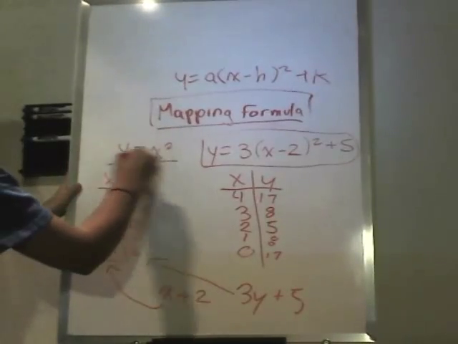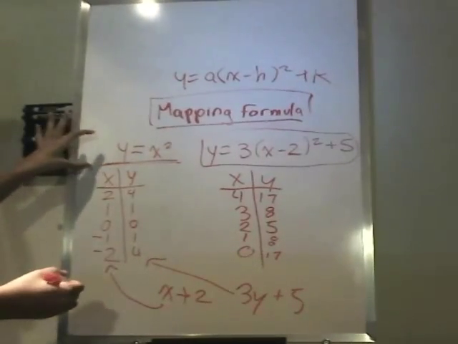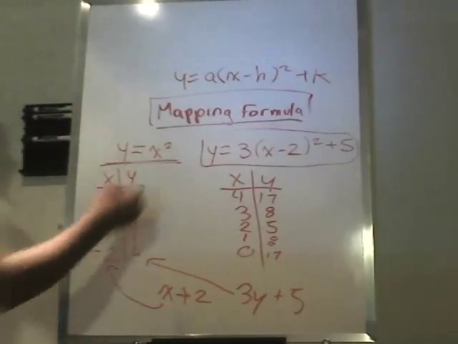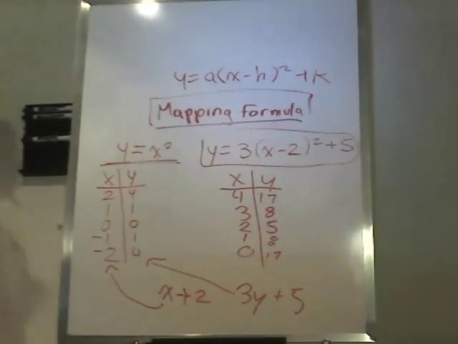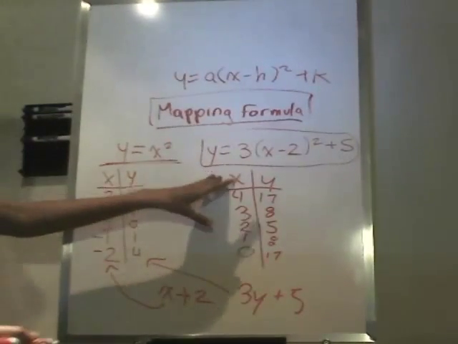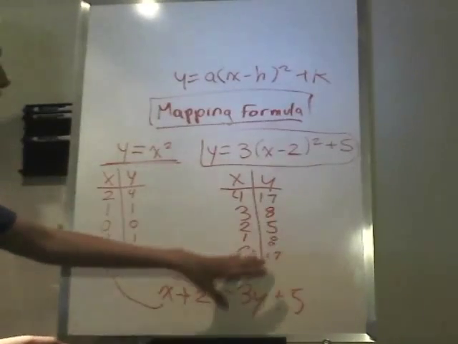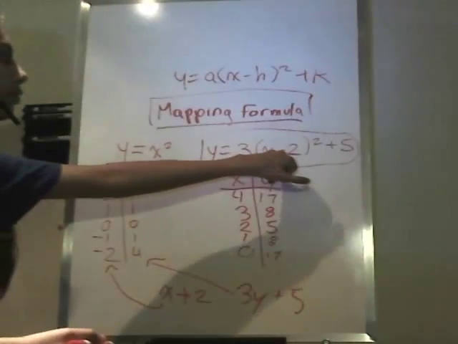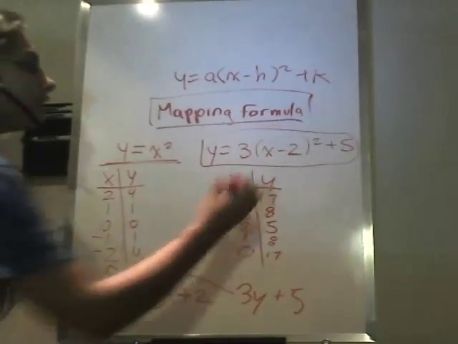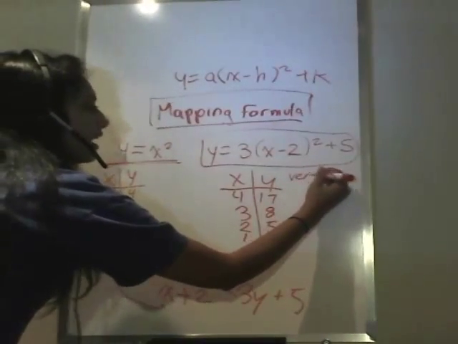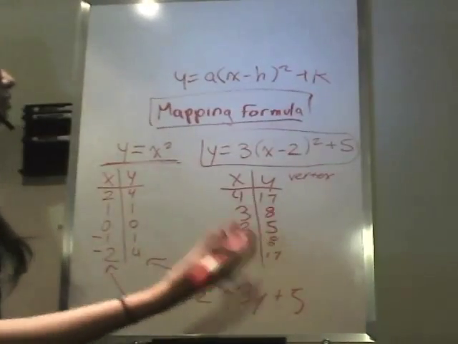You have the help of y equals x squared, and you have your mapping formula. And that's it. Now you could graph this here. But don't forget that when you're graphing it, these two are your vertex, obviously, right? Your maximum point.